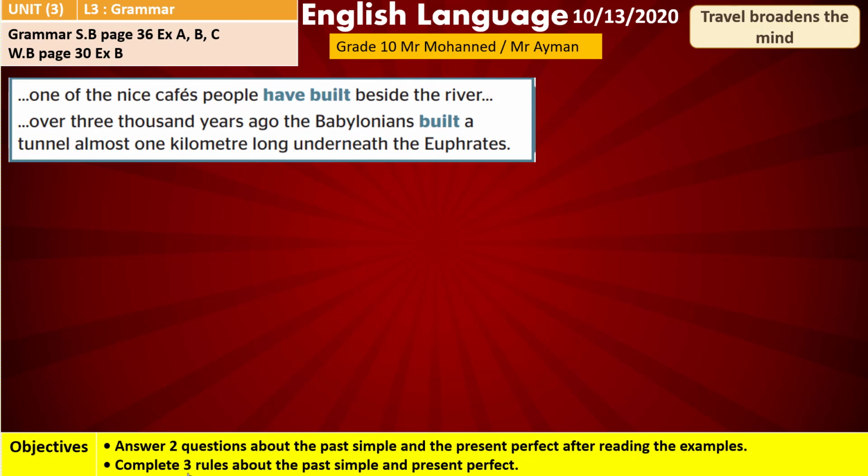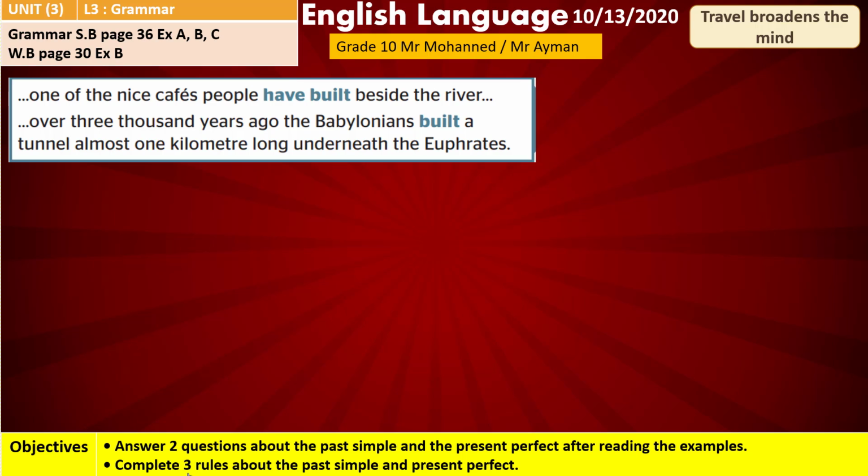Let's begin with the first objective. Read the sentences or the examples. One of the nice cafes people have built beside the river. People have built these cafes. It does not matter when they built these cafes. Over 3,000 years ago, the time is stated here.